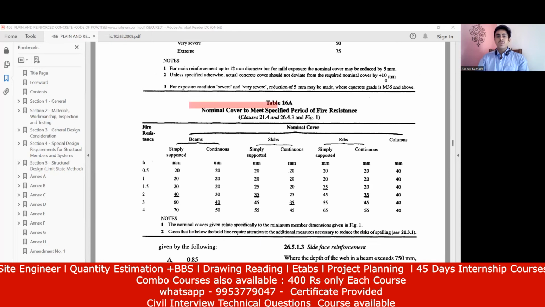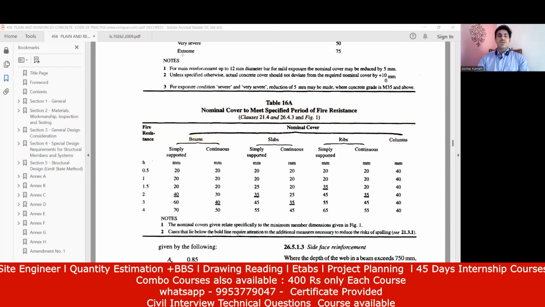So you can see here, nominal cover to meet the specified period of fire resistance, and concentrate on the columns. It is written 40, 40, 40, 40. So these are for fire resistance. That means, let us say your building has caught fire. So 0.5, half an hour it can resist a fire. 1 hour it can resist, 1.5 hours, 2 hours, 3 hours, and 4 hours. Based on that, it is telling you what should be the cover in the columns, what should be the cover in the beams, what should be the cover in the slabs and ribs. So try to remember for the column, it has to be 40 mm and it is written here, right?